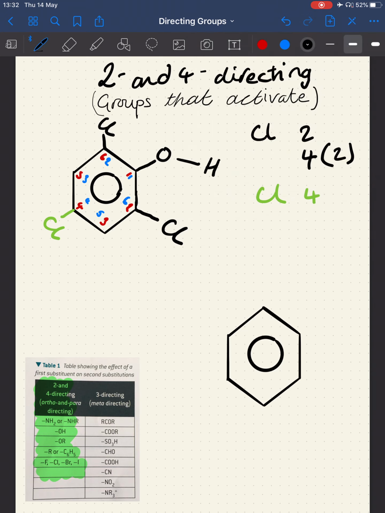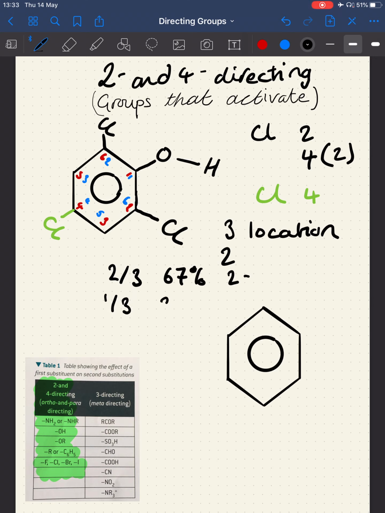Now looking at that in a little bit more detail, we've got 3 locations, 2 of which are equivalent. So we've got 2 out of 3 are in the same place. So about 67% of the time, we're going to get substitution on the second directing group. That leaves us with 1/3 are in position 4, about 33% are being directed to the 4th location.